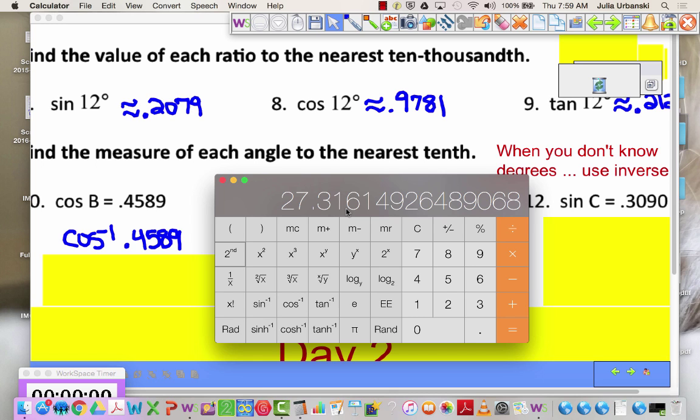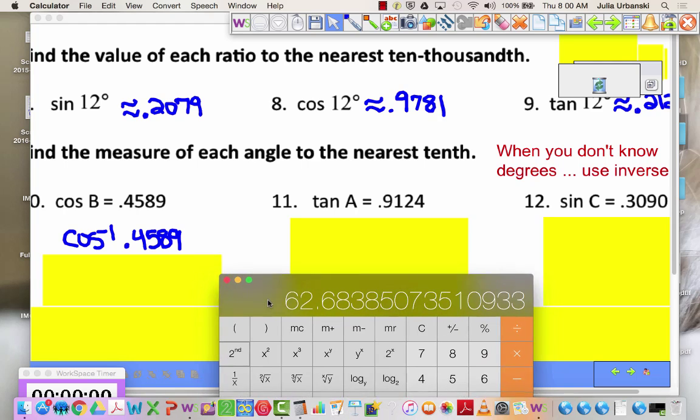Cosine. Oh, I hit sine, didn't I? Thank you. Okay, 0.4589. All right, so you're right. This one's the cosine, so I will shift again and use this cosine inverse. Is this what you got? Okay. Those of you with the other kind of calculators, you hit the shift, then the cosine. You get it to come up saying a little -1 sign, and then type in 0.4589. Question?